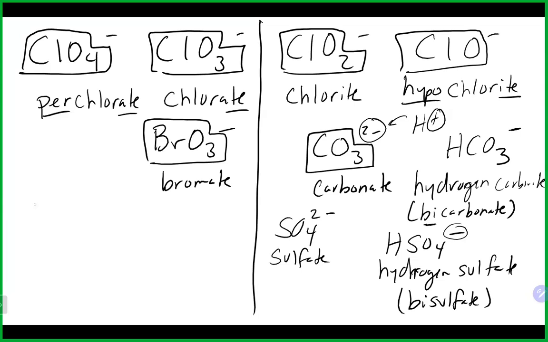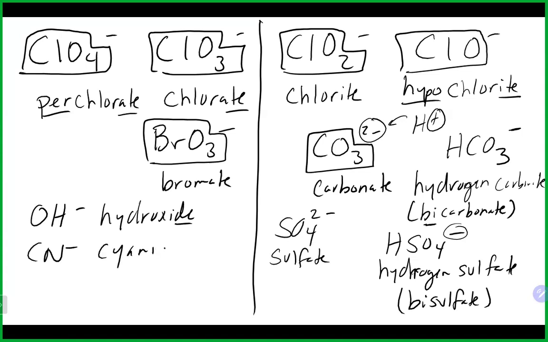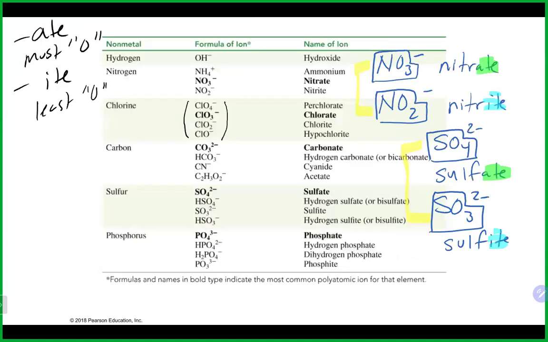Other things, there are some on that table that actually do end in IDE, like OH minus is hydroxide. So there are some polyatomic ions that end in IDE, CN minus, cyanide right here. So there are a few of those that do end in that, but a vast majority of these will end in ATE along the way.